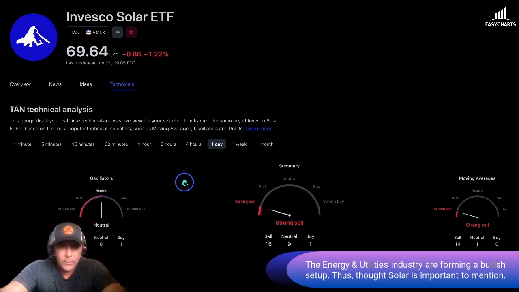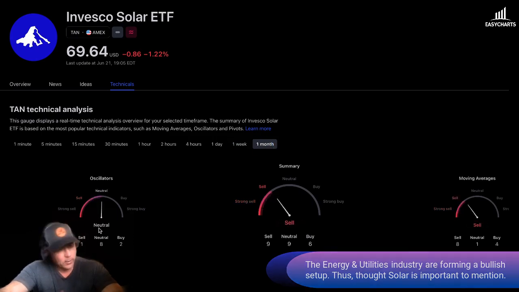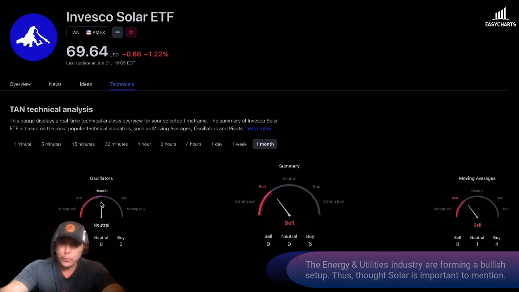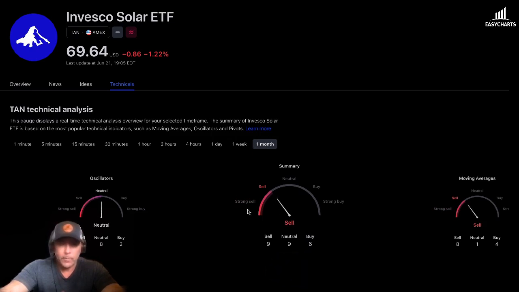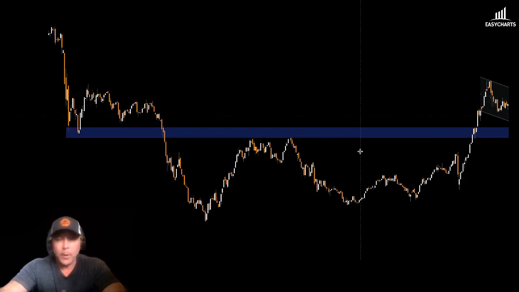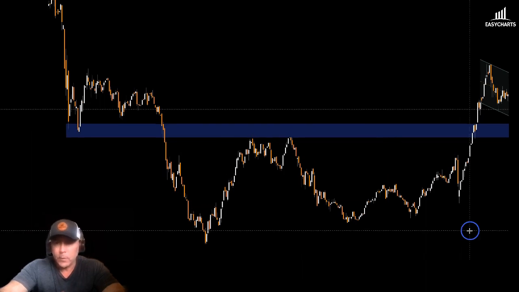But just real quick, we're on the daily, and you can see that the oscillators is neutral, and the moving average is a strong sell, summary strong sell. But if we go to the weekly, nothing really moved except the oscillators went more bearish. They went to a sell. And then if we go to the monthly, it's a little better. Oscillators went to a neutral, the moving averages went to a sell, and the summary went from strong sell up to a sell. I'm going to go into the charts right now, but what that tells me is that we're still a little early.